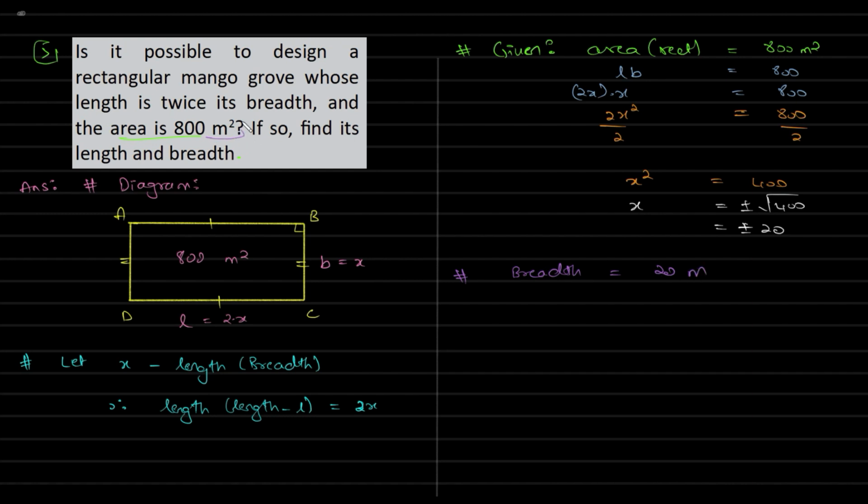So the breadth is 20 meters. Why meters? Because we can clearly see the area is in meters square, which means the length and breadth have to be in meters. And yes, the length is double your breadth, so we have 2 times 20, that is 40 meters, right? And finally, we can end with our statement that yes, it's possible. So remember, the question is, is it possible? So we need to mention that yes, it's possible.